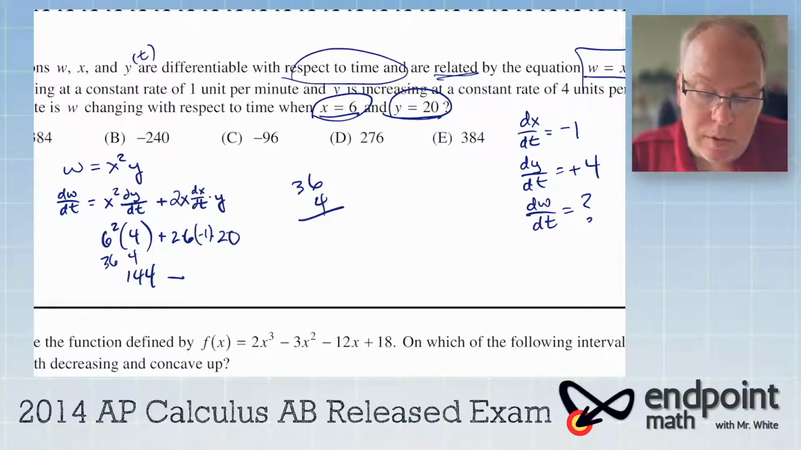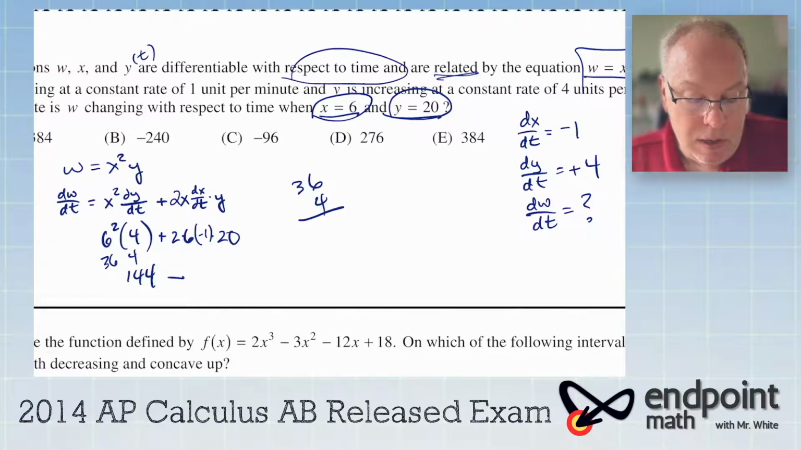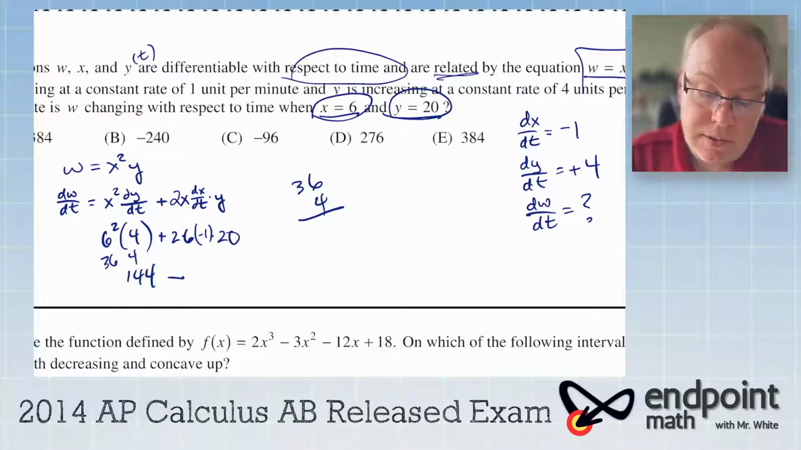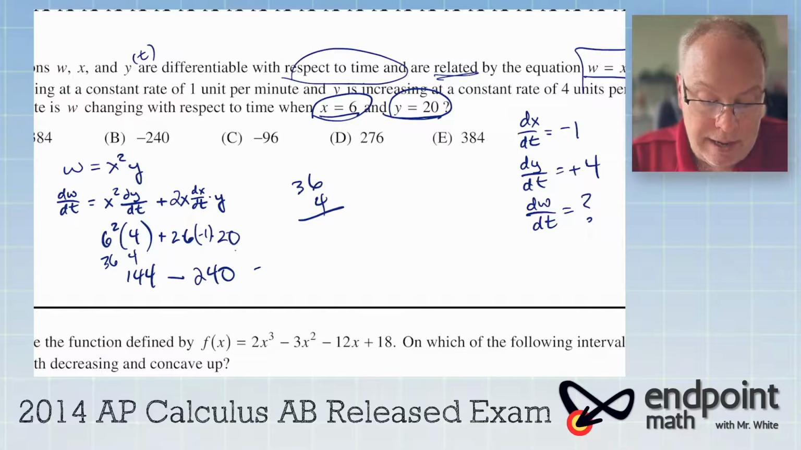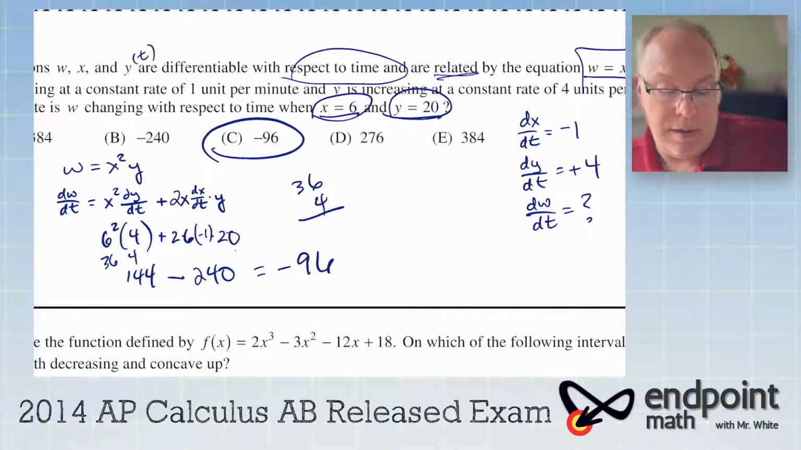36 times 4. Let me check this again. 144 minus, we have 2 times 6 times 20 is minus 240. I don't know what I was thinking there. I was thinking 120, but there we go. 144 minus 240 is -96. And that's the answer right there.